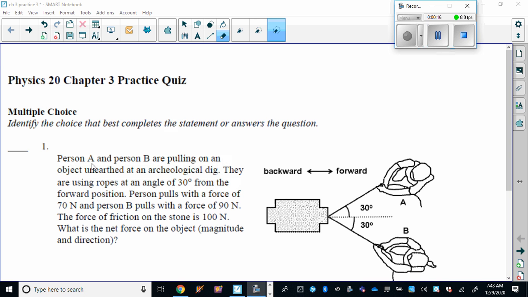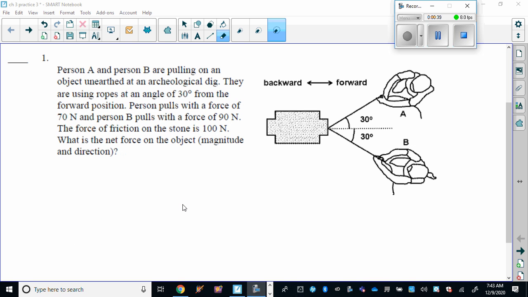It says person A and B are pulling on an object on Earth at an archaeological dig. They're using ropes at an angle 30 degrees from the forward position. There's a typo right there, it should be person A pulls with a force of 70 newtons. Person B pulls with a force of 90 newtons. The force of friction on the stone is 100 newtons. What is the net force on the object, the magnitude, and the direction?